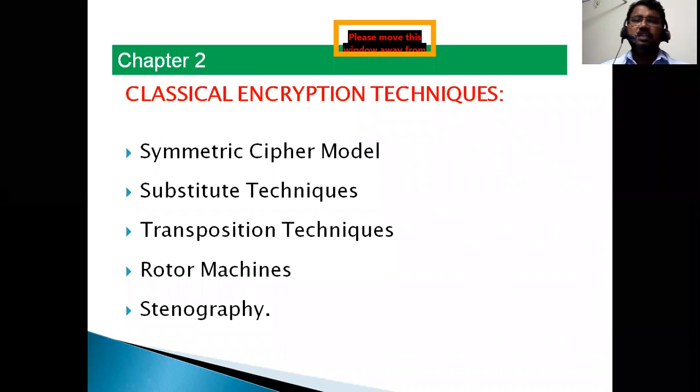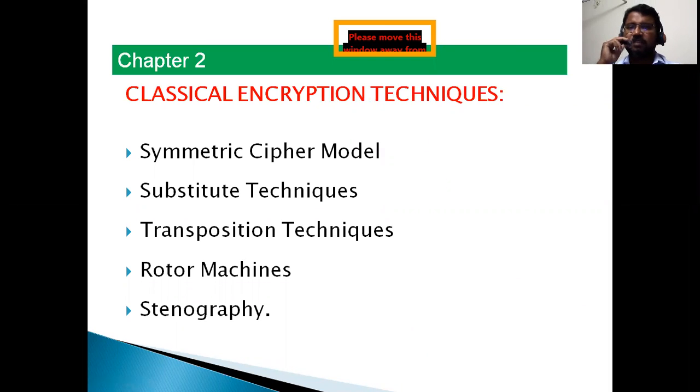Good evening, students. In the previous classes, we discussed different security topics: what security is, the different types of security attacks, the security services and security mechanisms, and finally the network security model. In this class, we will see the different classic encryption techniques in Chapter 2.